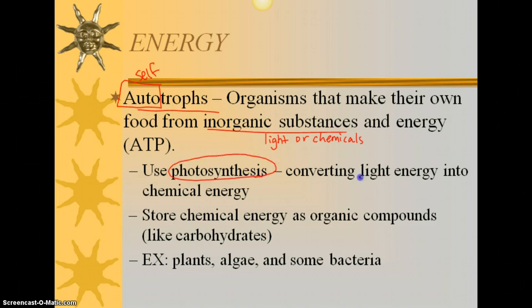Photosynthesis is dealing with light. So we're taking light energy and turning it into chemical energy, which can be described as ATP, or possibly sugar. So in autotrophs, they are storing their chemical energy as organic compounds. Carbohydrates is an example, or sugar. You'll be able to see this in the little activity, the online activity that you're going to do with the beginning here of photosynthesis. So some examples of things that are autotrophs are plants, algae, and then some bacteria.